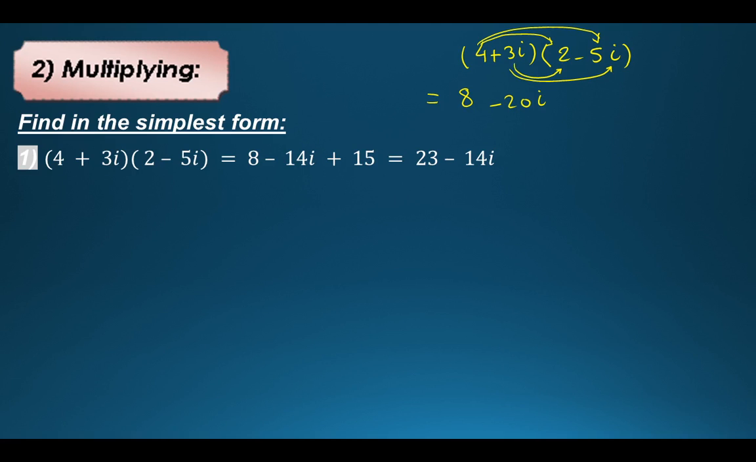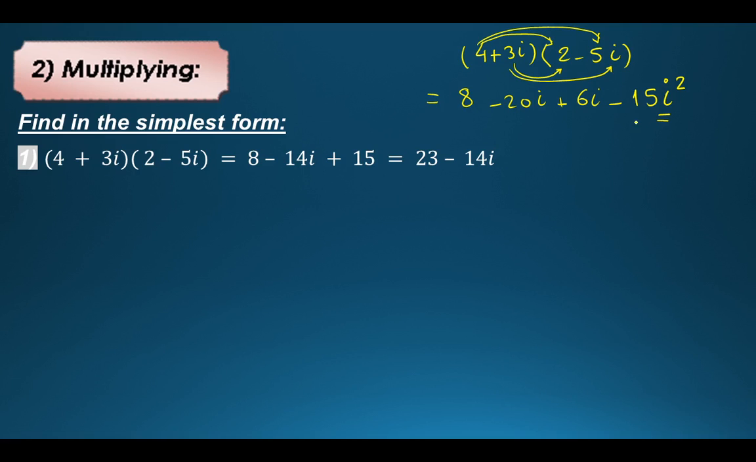3i multiplied by 2 will be positive 6i. 3i multiplied by negative 5i is equal to negative 15 i squared. But you have to notice that 3 multiplied by negative 5 equals negative 15, and i multiplied by i. When we multiply, we add the powers. So i multiplied by i will be equal to i power of 2. But we all know that i power of 2 equals negative 1.